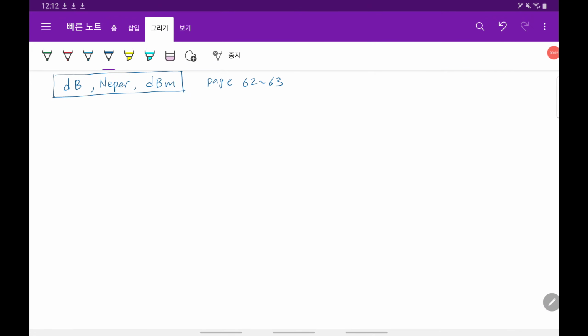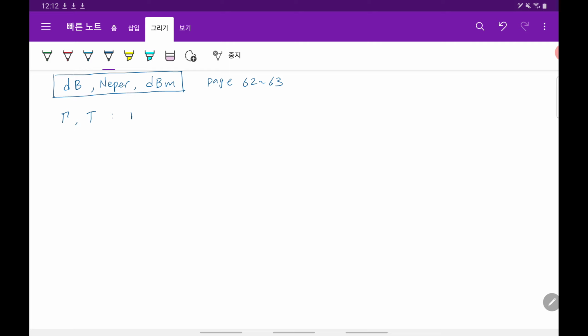All right, I will cover this lecture about the dB and Neper and dBm. This information is in the textbook, page 62 and 63. So let me start from the gamma and t. Gamma and t is a reflection and transmission coefficient.